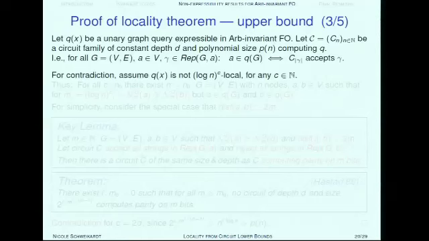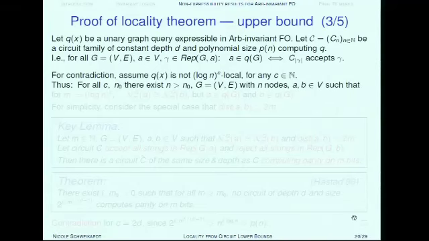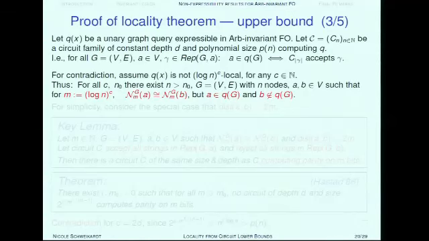Okay, now we assume that our query is not local in the way we want it to be local. So assume that Q of x is not (log n)^c local for any constant c. What does this mean? This means for every c that you might choose in the exponent, and for every number n0, there exists a number n bigger than n0 and a graph G with n nodes and two nodes A and B, such that the neighborhoods of A and B are isomorphic, but A is in the query result and B isn't.